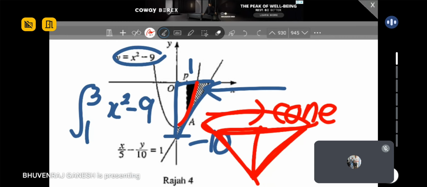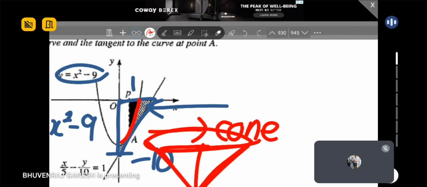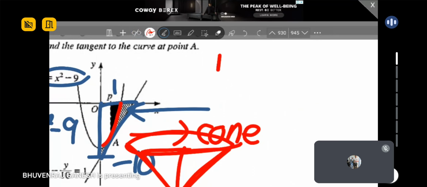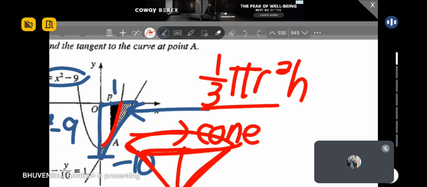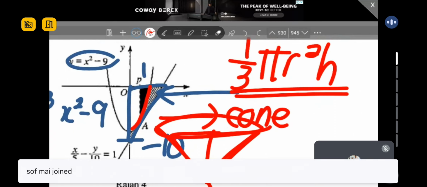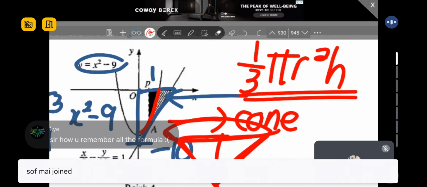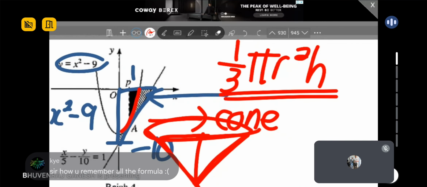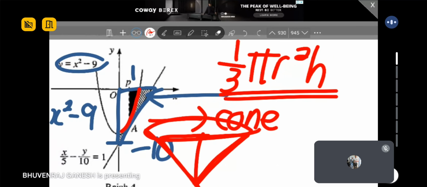So what's the formula, guys, for the volume of a cone? You have an escape route. Lebih senang guna rumus cone saja: 1/3 pi r square h. Remember the formula. Faster, lebih cepat. Tak perlu buat pengamilan. You just use the formula for volume of cone to find the volume of revolution, isi padu janaan. So what is the radius here, guys? May I know? Apa jejari dia?